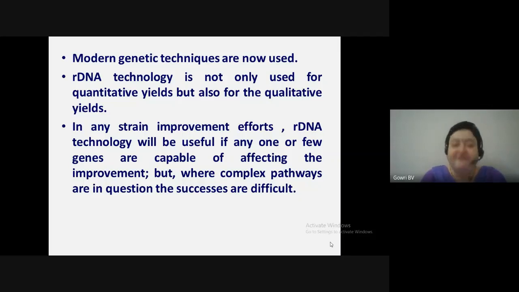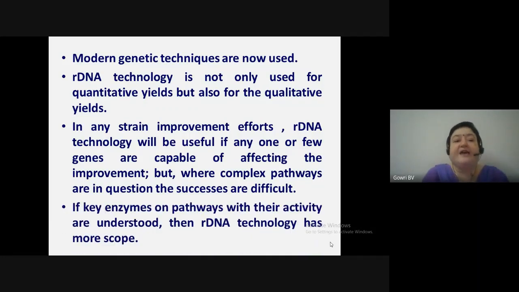the success rate of using recombinant DNA technology is not feasible. So I repeat, in any strain improvement efforts, recombinant DNA technology will be useful if any one or few genes are capable of affecting the improvement, but where complex pathways are in question, the successes are difficult. If key enzymes on pathways with their activity are well understood, then rDNA technology has more scope. So what is the gene responsible for the enzyme, and what is the enzyme responsible for the production? If you understand that in a neat manner, then rDNA technology is highly applicable, is what this sentence means.